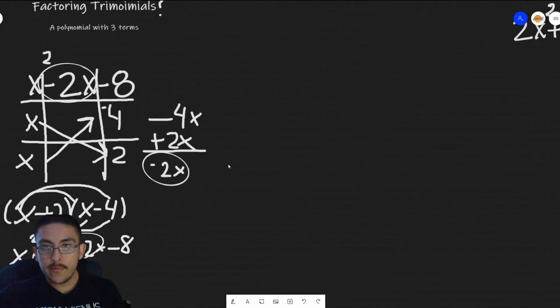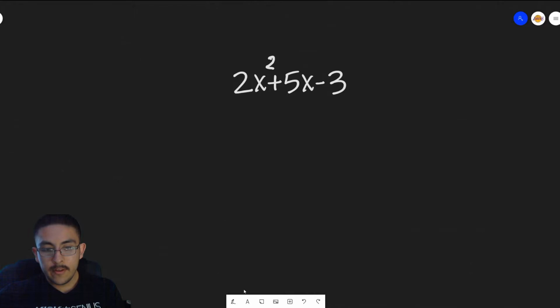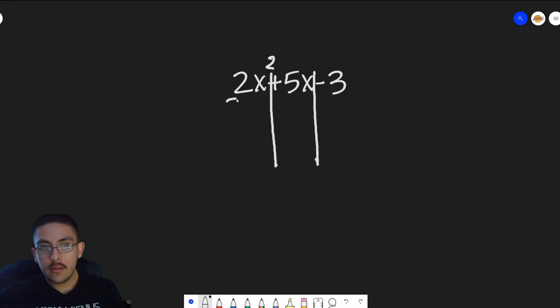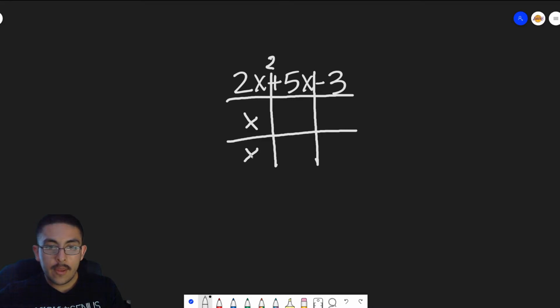Let's try another example. Well, this one's a little different, because instead of x squared, we have 2x squared, but it should be the same process. We're going to start off by drawing our tic-tac-toe, or four squares. So two numbers to multiply to 2x squared. Remember, to get x squared, we could do x times x, and we just put a 2 here. Okay? And then we need two numbers to multiply to negative 3, but add to 5x.